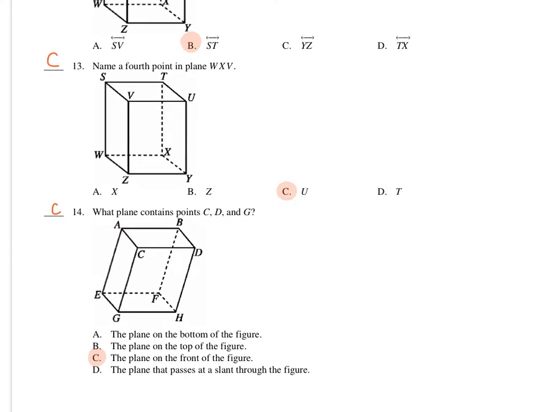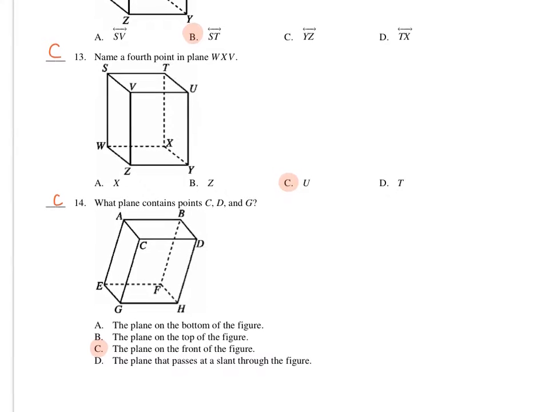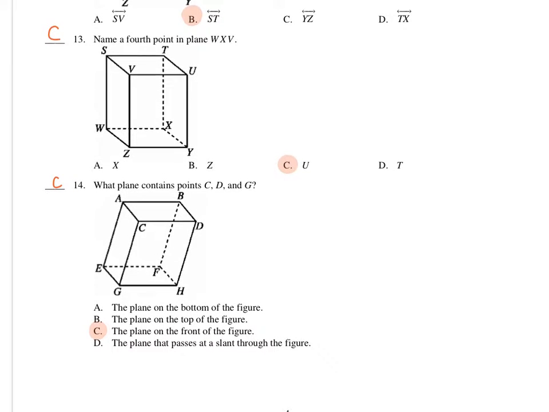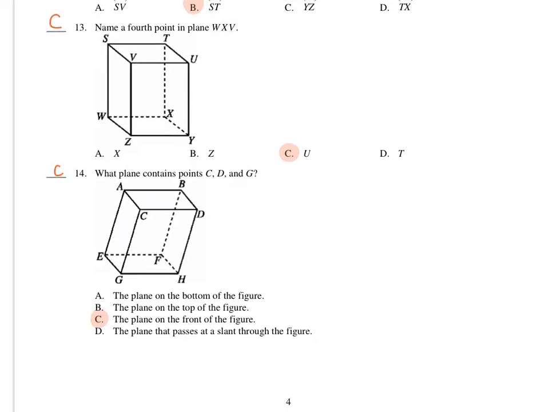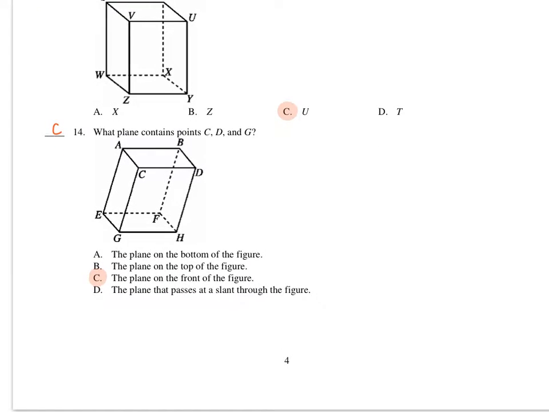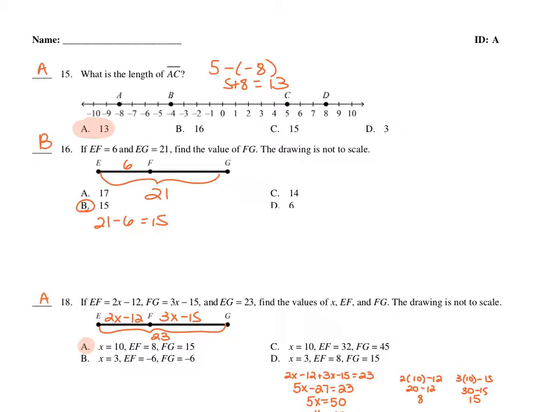13, name the 4th point on plane WXV, which is U. 14, which plane contains points C, D, and G, which is that front plane. 15, what's the length of AC? You could have either counted from A to C, or 5 minus a negative 8, which becomes 13. 16, this is your segment addition postulate. So EF is 6 and EG is 21. The whole thing's 21, subtract the 6 and you get 15.